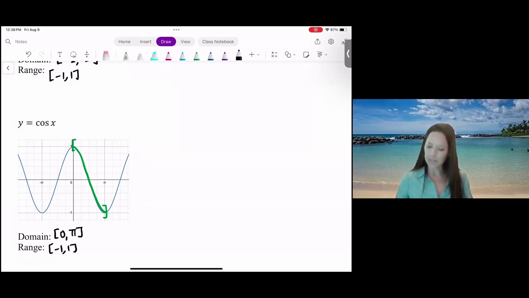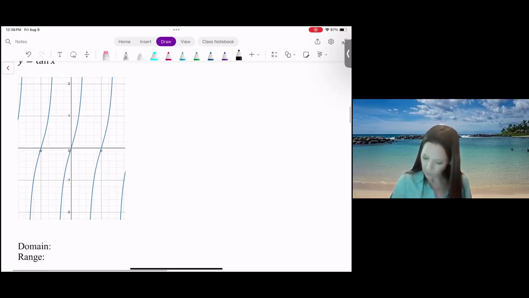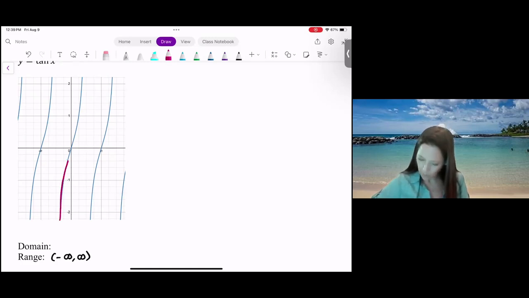Let's look at tangent. Tangent's a little bit different. Tangent takes on all y values. It goes from negative infinity all the way up to positive infinity. So my range here is going to be from negative infinity to positive infinity, using parentheses because remember, infinity is a number getting larger and larger without bound. It's not an actual value.